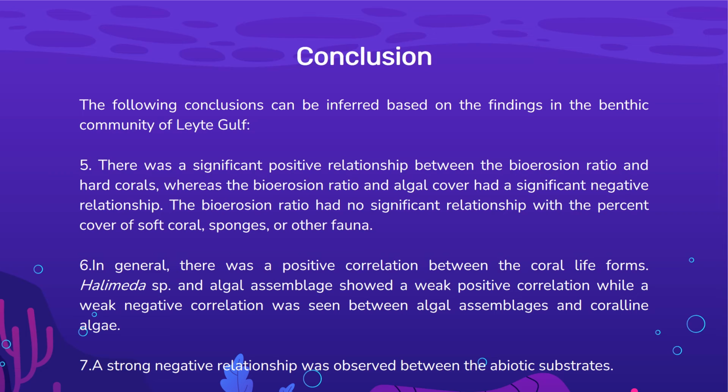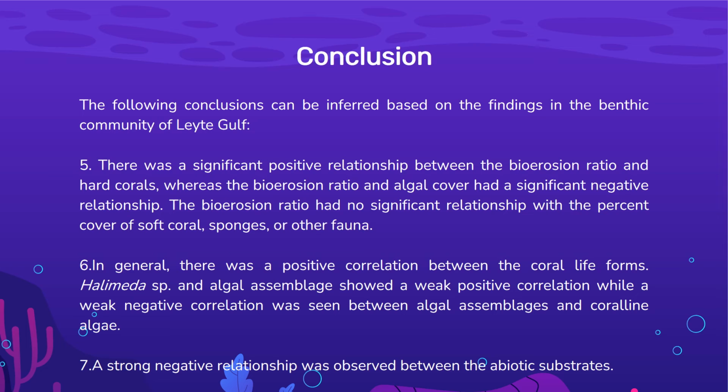There was a significant positive relationship between the bioerosion ratio and hard corals, whereas the bioerosion ratio and algal cover had a significant negative relationship. The bioerosion ratio had no significant relationship with the percent cover of soft coral, sponges, or other fauna. In general, there was a positive correlation between the coral life forms.